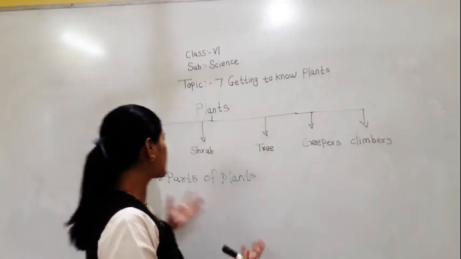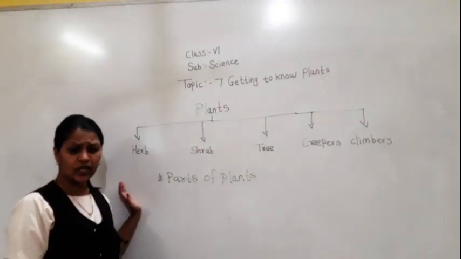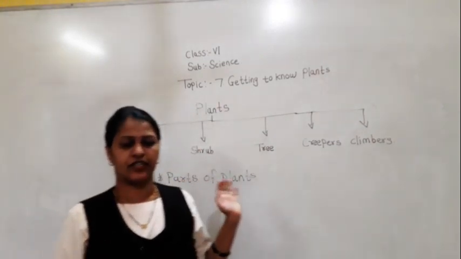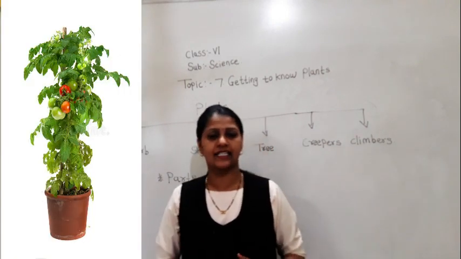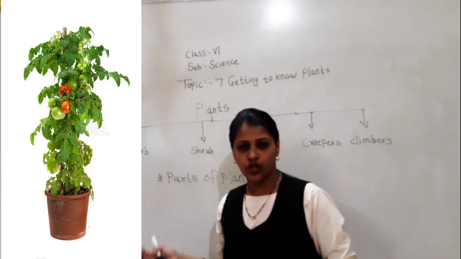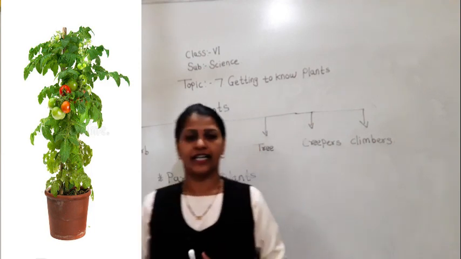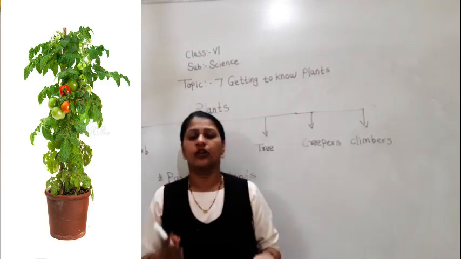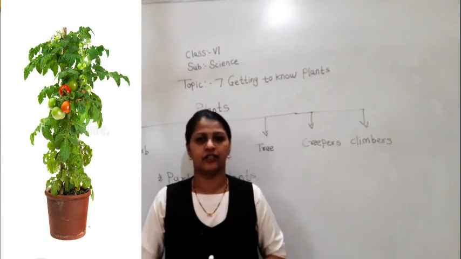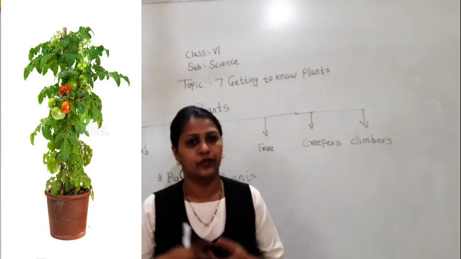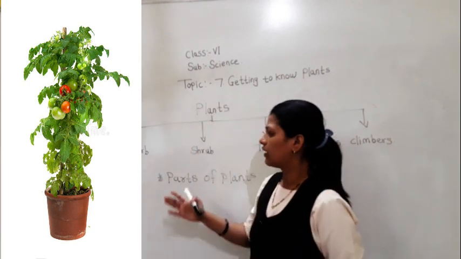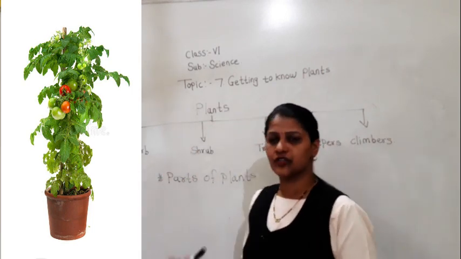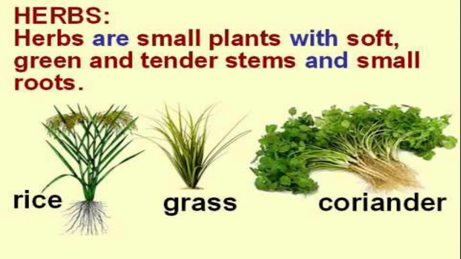Now let's discuss how herbs are. Let's take an example of tomato. The tomato plant is an herb. It is very short. If you imagine the tomato plant, we will see what the structures and characteristics of the herb are. Herbs are very short plants.